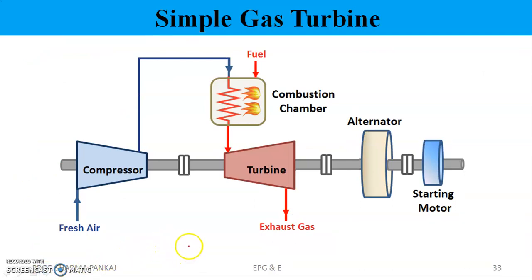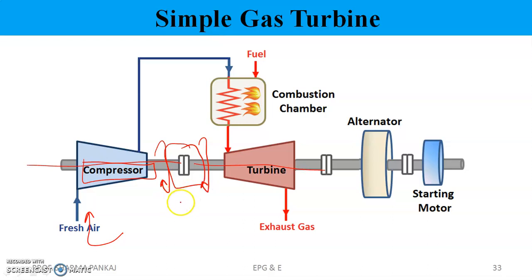This is your simple gas turbine, the diagram of a simple gas turbine. You can see the fresh air going inside the compressor. The shaft of compressor and the shaft of turbine are coupled, or you can have the same shaft. It means the rotation is the same, there is no relative movement. We have discussed this in the previous video.